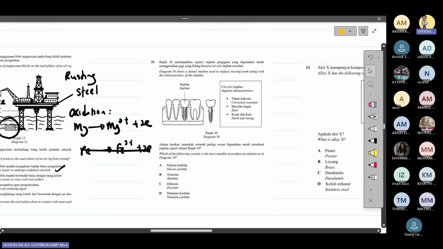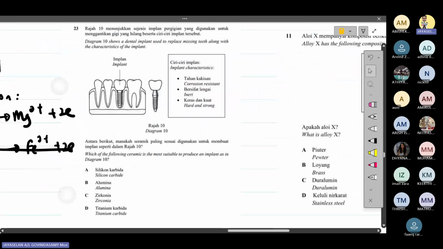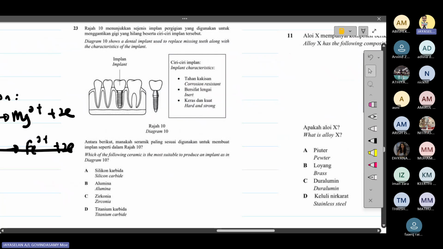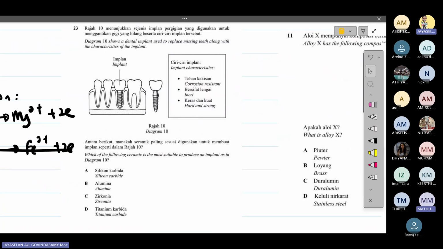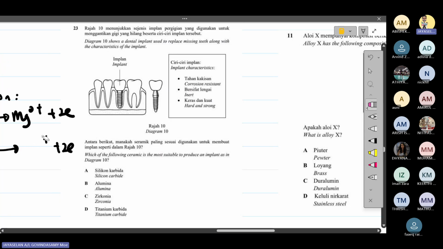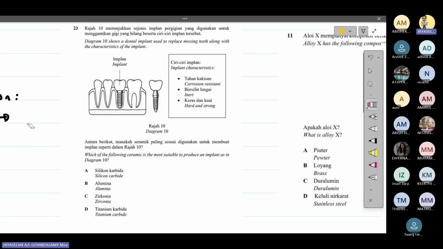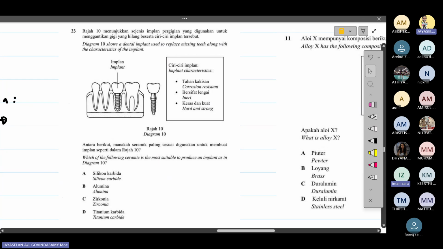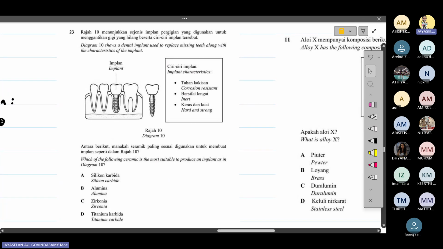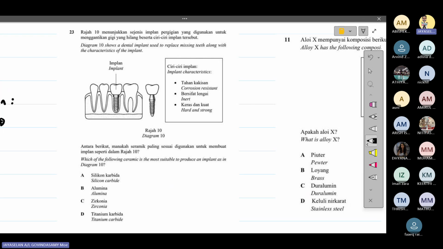Okay, next question. Madhuri, give me the answer. Sorry, sir, I just came here because I had another class. It's okay, it's okay. Inman, give me the answer. I'm sorry, I also just came. Okay, Kitty, give me the answer. Hi, Kitty. Okay, tak apa. Abhishek, Amirul, give me the answer. C. C. Okay, very good.